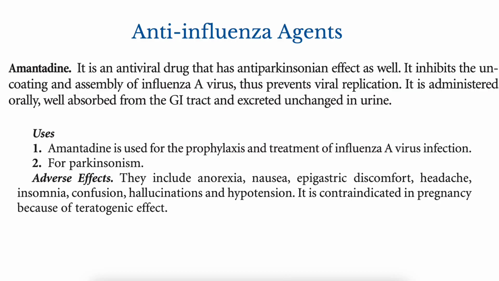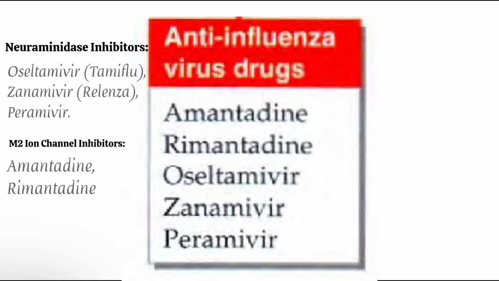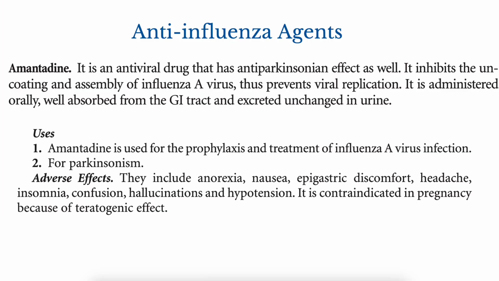Now let's discuss anti-influenza viral drugs, which include amantadine, rimantadine, oseltamivir, zanamivir, and peramivir. Amantadine. It is an antiviral drug that has an anti-Parkinsonian effect as well. It inhibits the uncoating and assembly of influenza A virus, thus preventing viral replication. It is administered orally, well absorbed from the GI tract and excreted unchanged in urine.